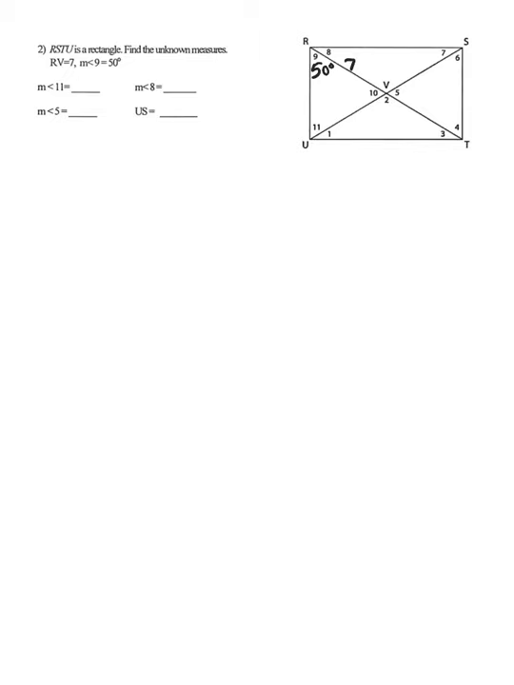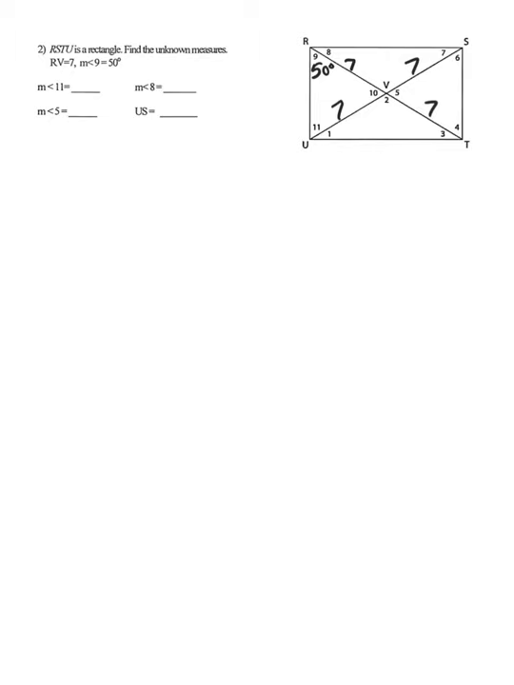So the bisecting part means cut in half. So RV is 7, that means VT is also 7. And since these diagonals are congruent to one another, I know that UV will be 7 and VS is also 7. The other thing we know about rectangles is that we have 90-degree angles.